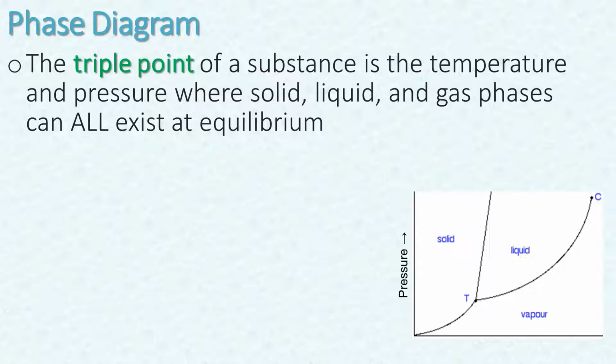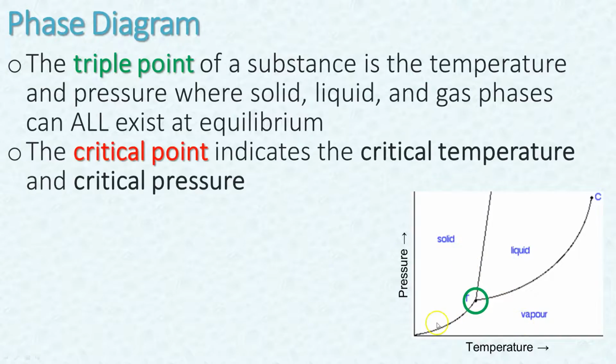I have pressure on the y-axis and temperature on the x. Here we have solid, liquid, and vapor, or that's British for gas, I guess. And then right here is the triple point. That is the temperature and pressure for this particular substance where it's going to be existing as a solid, a liquid, and a gas at the exact same time.